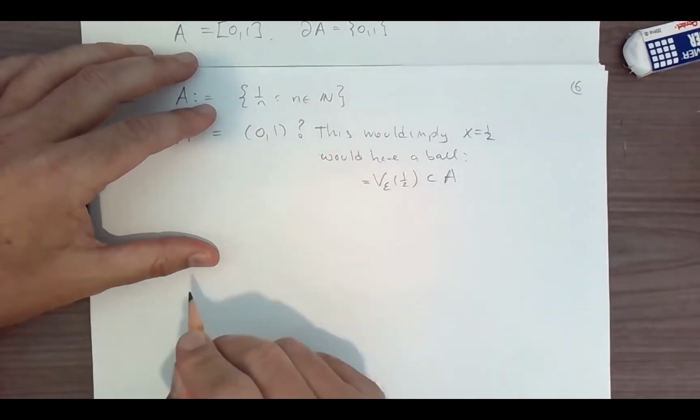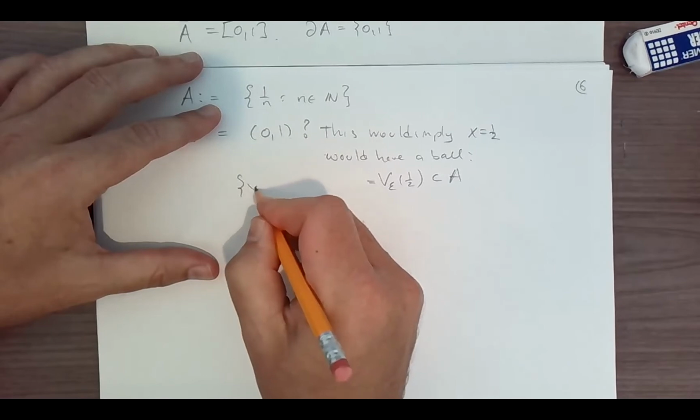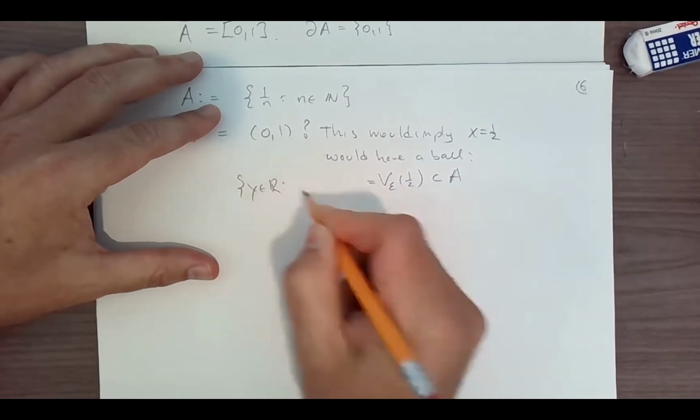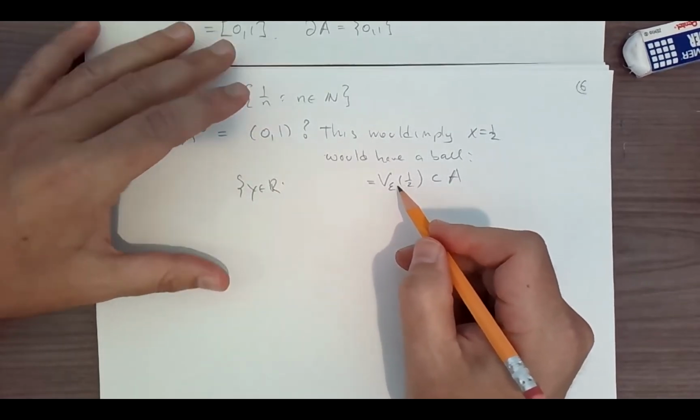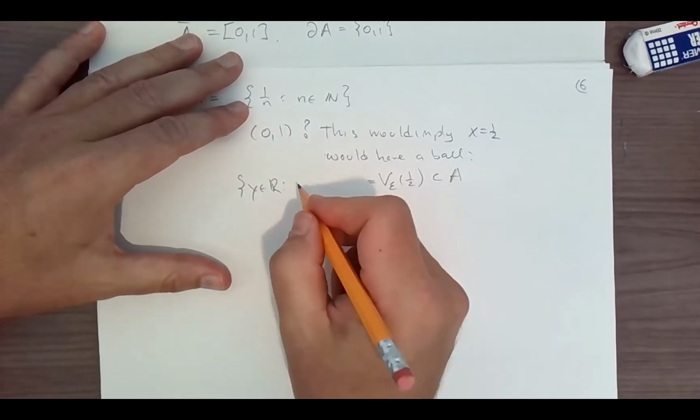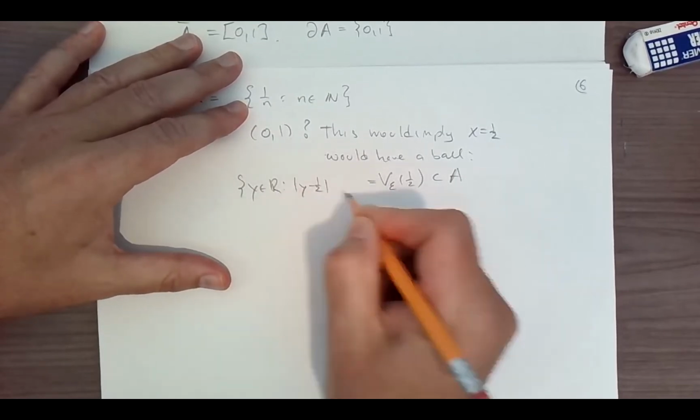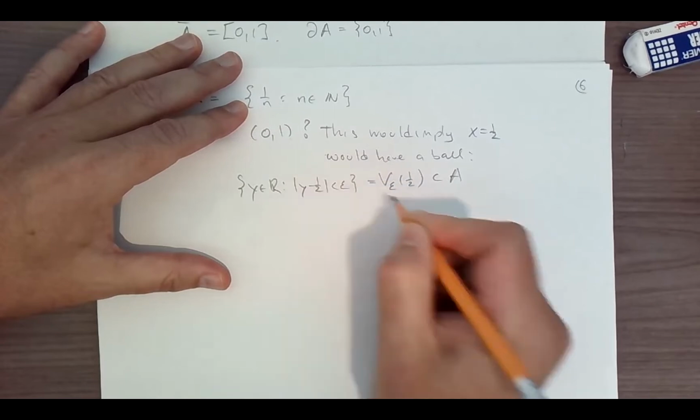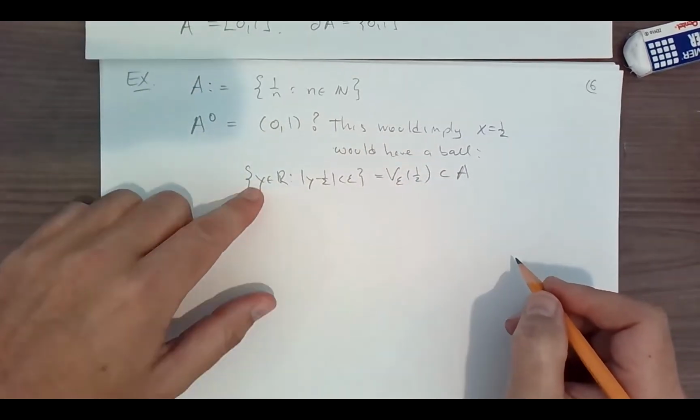Right, and remember what this one here is. This is those points in R such that the distance between those points and a half is less than epsilon. Is that something inside A?